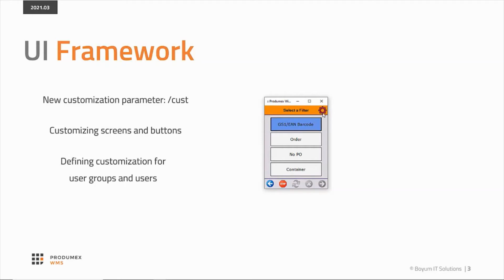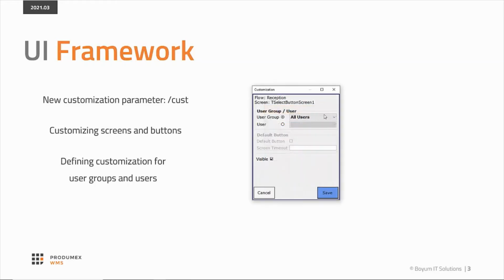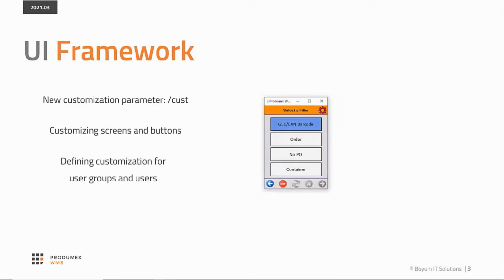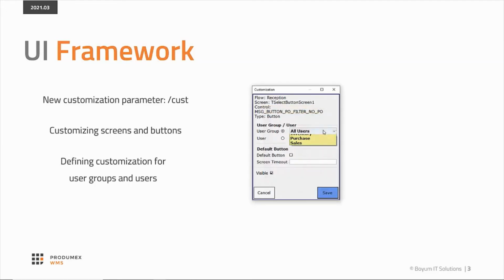As a next step, click on the customization icon and then click on the screen or the button that you wish to customize. When customizing a screen, you can define which user groups or users the customization applies to, and you can also decide whether the given screen should be displayed for your users when working with the reception flow. When customizing a button, the default button section becomes available for you.